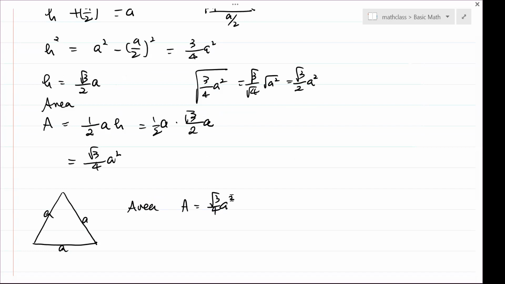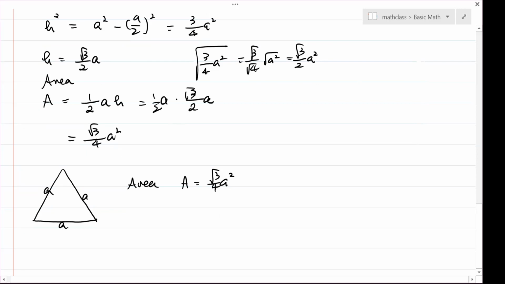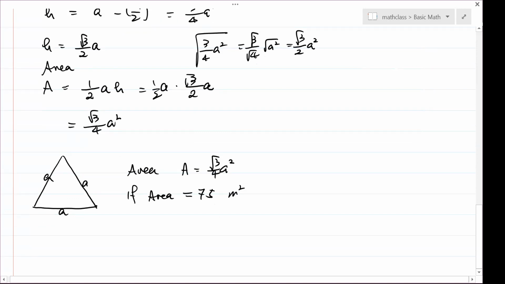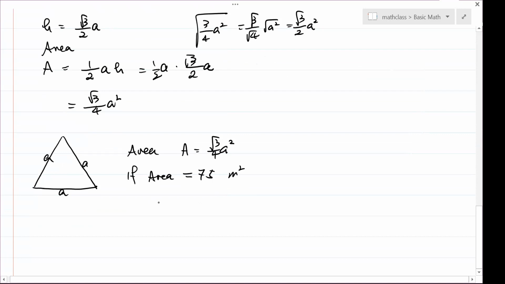Okay. So now if you are given the area for this equilateral triangle, if the area is going to be 75 square meters, for example, then you actually can get the edge length. Okay, you can get the edge length for the equilateral triangle.